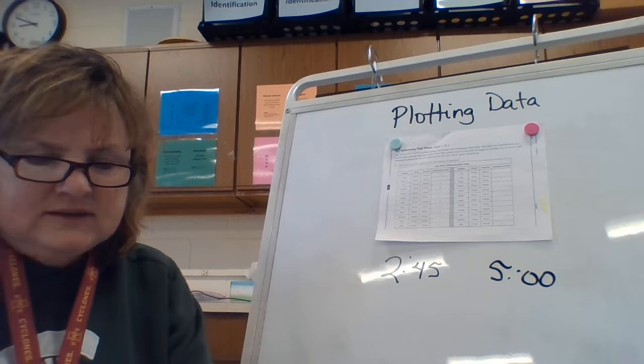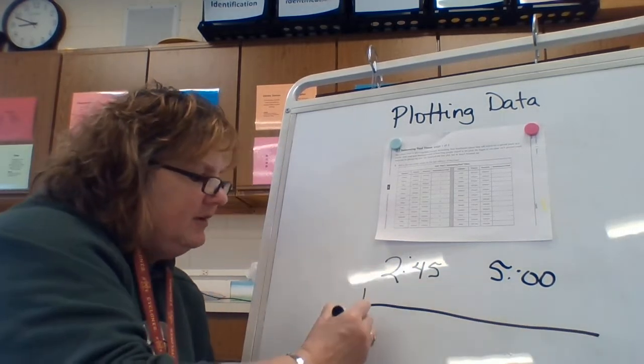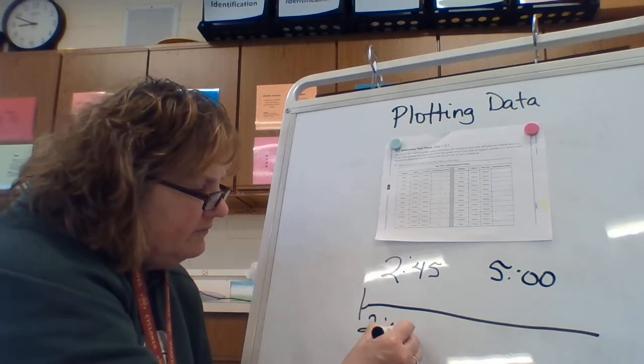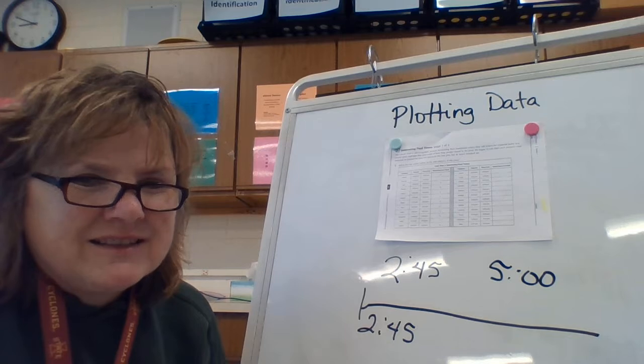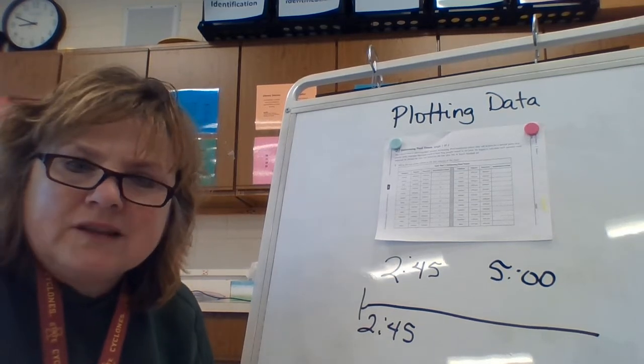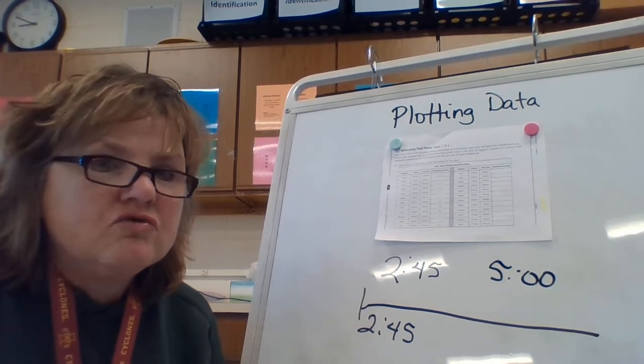What if I decide to do a number line? So here's my number line. I'm going to start at 2:45. I like to get to a friendly number. That's just how I am as a person. So I'm hoping that that's easy for you. If you've already figured this out, awesome. You can fill it in.